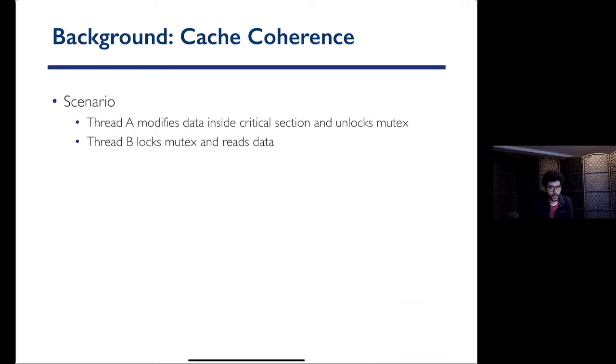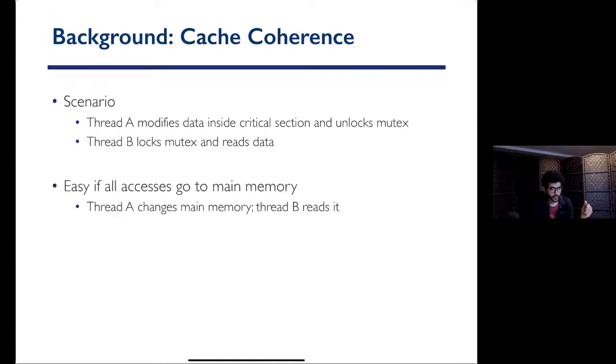Okay, now let's talk about the cache coherency problem. Here is a scenario. Let's say that thread A modifies data inside its critical section while it holds a mutex, and then it unlocks the mutex. And then thread B locks the mutex and reads the data. So a very normal situation that we had before, right? You have the mutex, you lock it, you change the data, you unlock it, and then another thread accesses the data. Now let's run this on a multiprocessor with private caches.